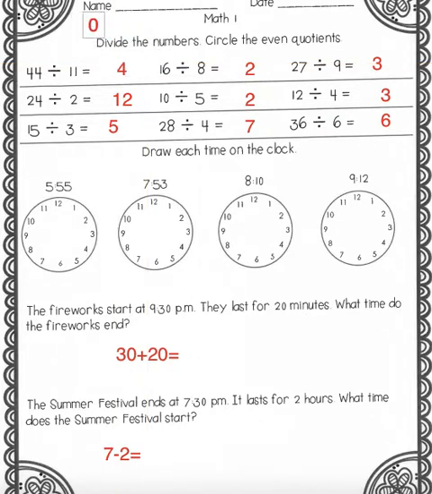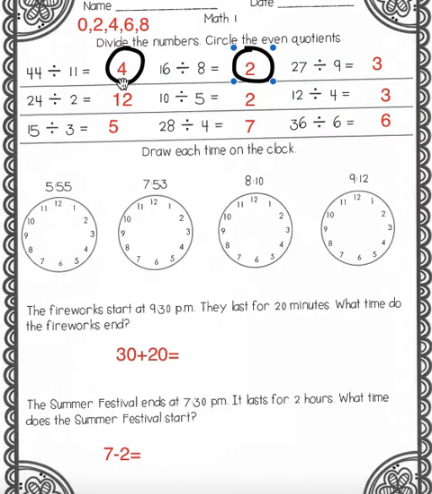So just as a reminder, I'm going to put up here our even numbers. So if a number ends in 0, 2, 4, 6, or 8, it is even. So let's go through our quotients and see which ones are even. So here we have a 4, that is an even quotient. We have a 2 here, that is an even quotient. We have a 3 here, that is not an even quotient.